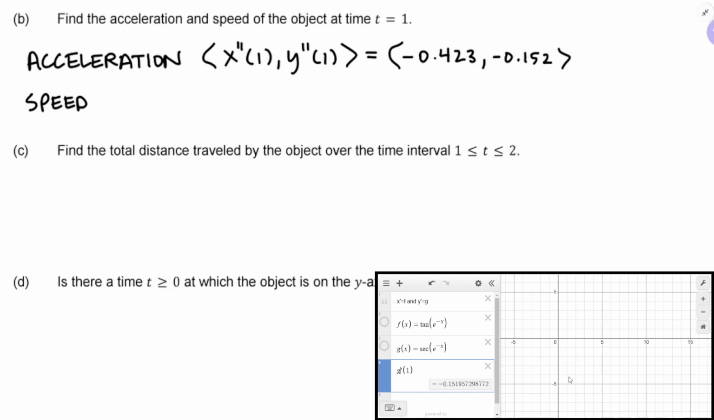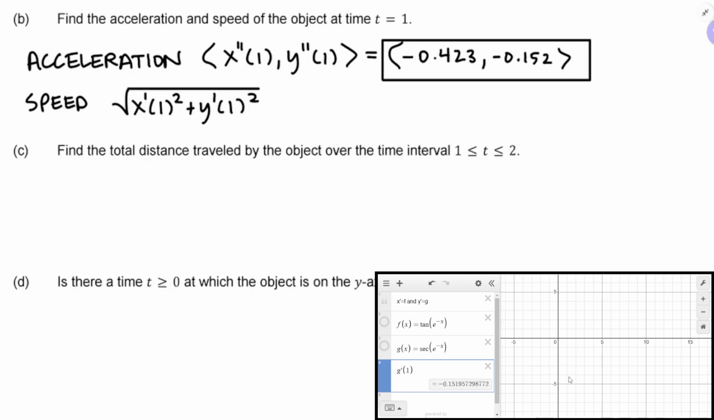And then for my speed, I'm going to need to consider the square root of x prime of 1 squared plus y prime of 1 squared. So I'm going to go over to the calculator and say, square root of x prime of 1, which is f of 1, squared plus y prime of 1, which would be g of 1, squared. I get 1.139.